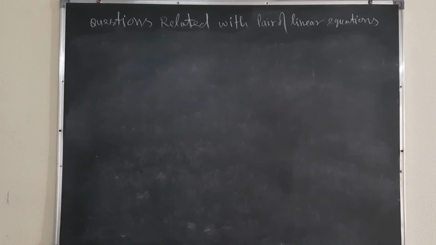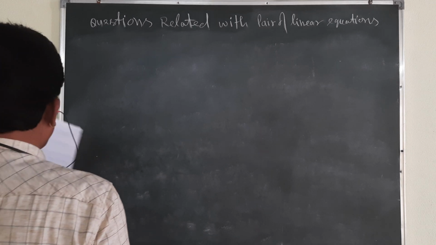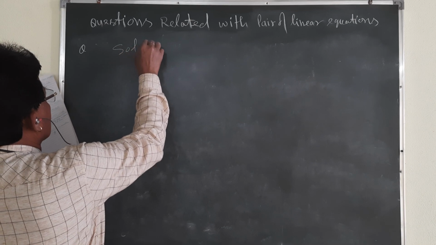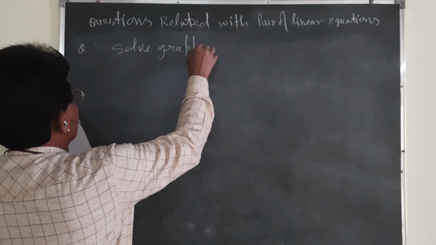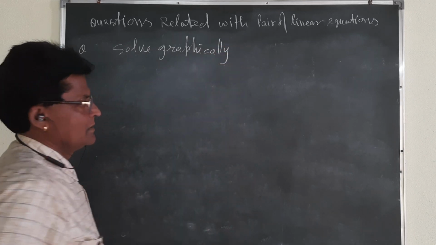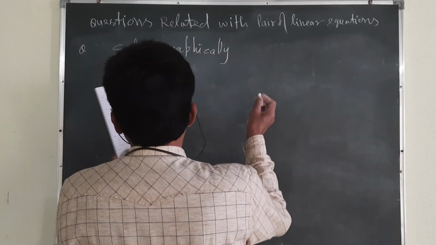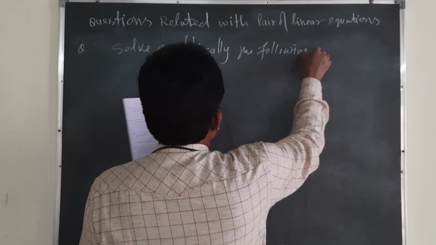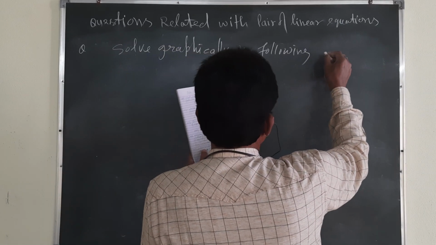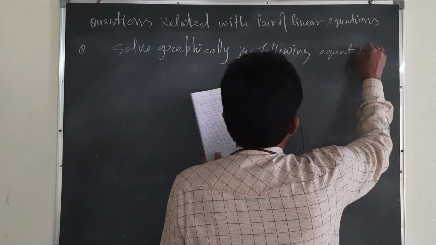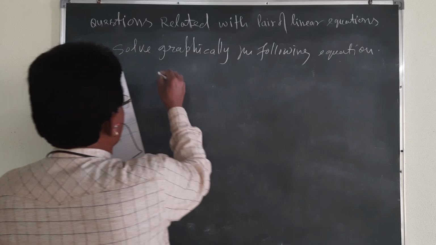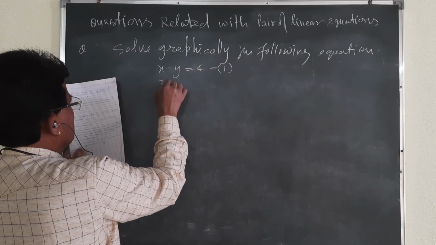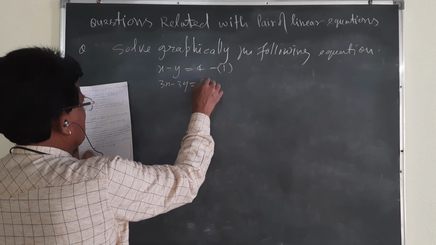examination. Okay, my dear student, I am going to write the question and you will have to solve it graphically. Then we will take the substitution method. Solve graphically the following equations. This question has already been asked in the CBSE examination several times. x minus y equals 4. That is the first equation. And 3x minus 3y, suppose, equals 9.